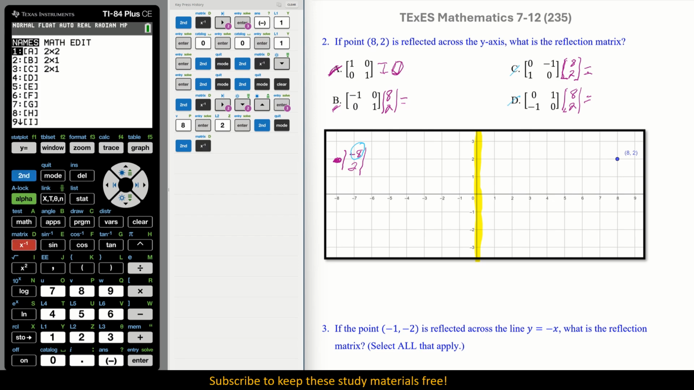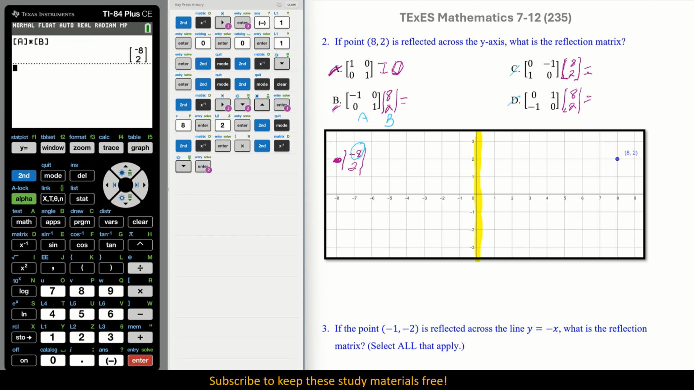Now go back to second mode, second matrix. Now we can just push enter. We have it highlighted on A, and we need A times B. So this is our A, and this is our B. Push enter, times, second matrix. Go down to B. Push enter. Enter again. And we have the correct item. So we know that option B is going to give us that.